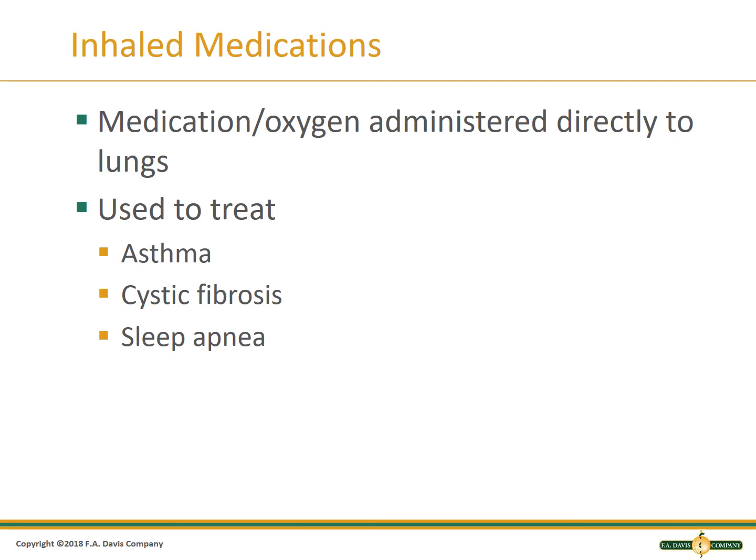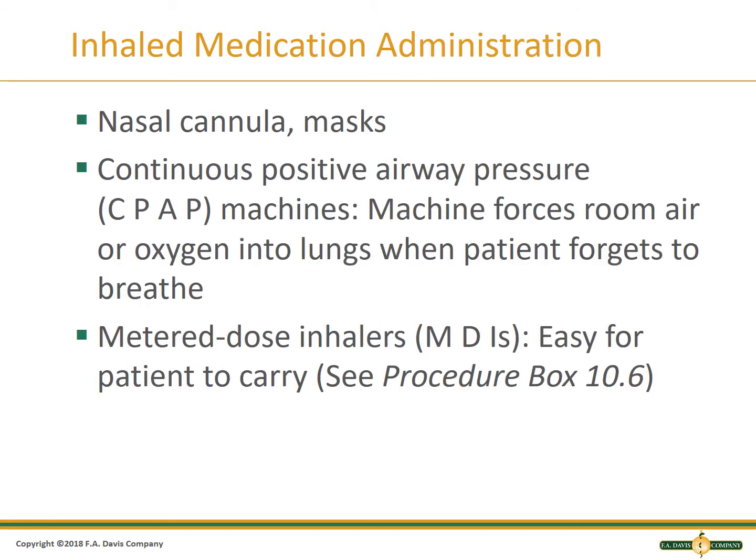Inhaled medications are medications and oxygen administered directly to the lungs. These are used to treat asthma, cystic fibrosis, sleep apnea. Now, sleep apnea is basically treated by this. What it means is they stop breathing while they're asleep. A CPAP is a machine called a continuous positive airway pressure machine. You'll hear it called all kinds of different things. It's really kind of funny sometimes, but it's called a CPAP. This machine forces room air or oxygen into the lungs when the patient forgets to breathe or while they're asleep and they stop breathing.